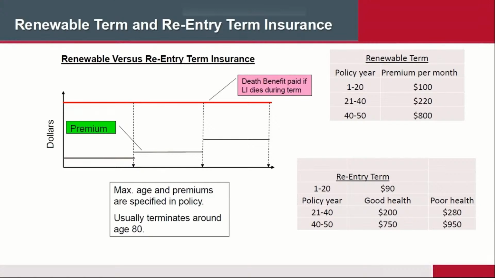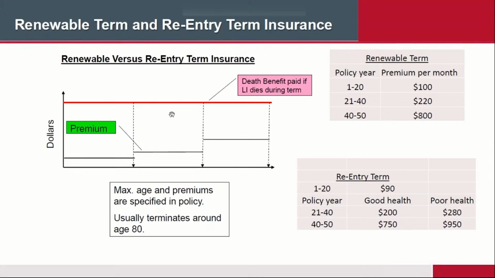So let's take a look at another type of renewable policy. For the most part, in renewable policies, the amount of insurance always remains the same. In other words, it is a level death benefit. Basically, it doesn't go up every year. And what happens now is you pay a premium. Let's say it was 10-year renewable. So at the end of 10 years, it goes up. Then another 10 years, it goes back up again, and so on. But you notice that the amount of coverage always remains the same.